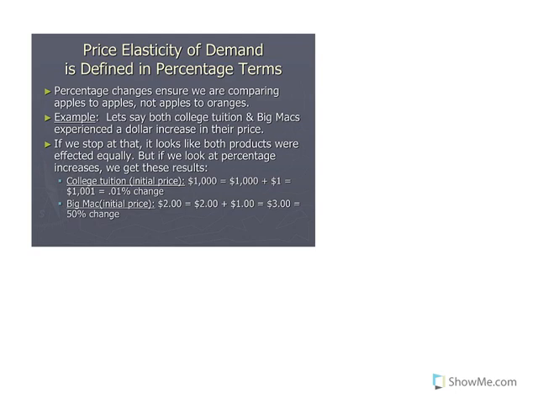So let's say both college tuition and Big Macs experience a $1 increase in their price, right? So again, we have the same incremental increase in price. So whether we're buying college tuition or whether we're buying a Big Mac, we are having to spend $1 more out of our pocket. So let's say the initial price of our college tuition was $1,000. So now instead of paying $1,000, we're going to have to pay $1,001. Therefore, the percent change in price was only 1/100th of a percent.